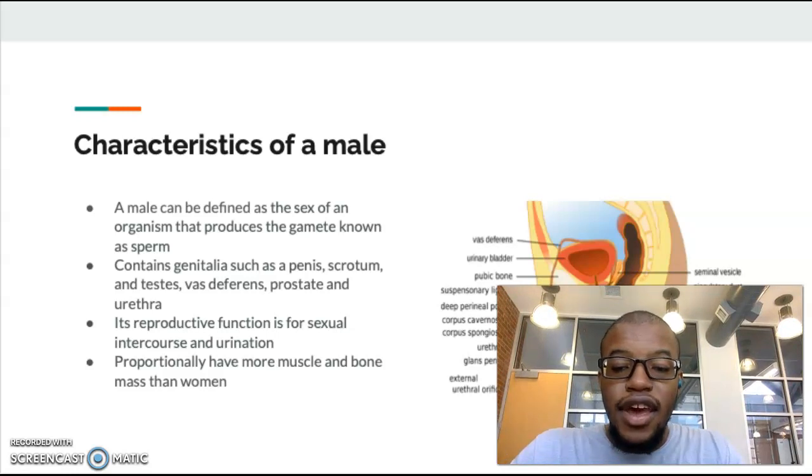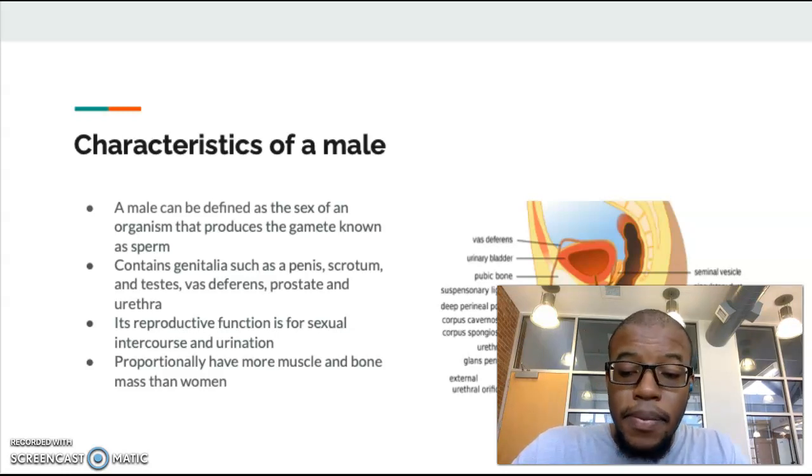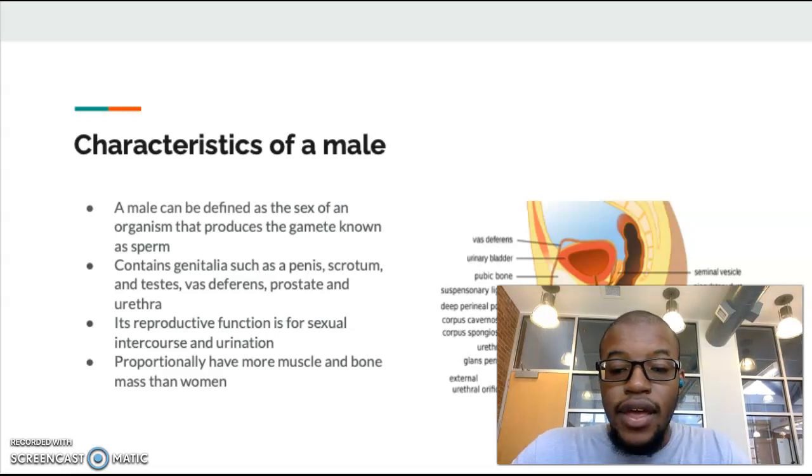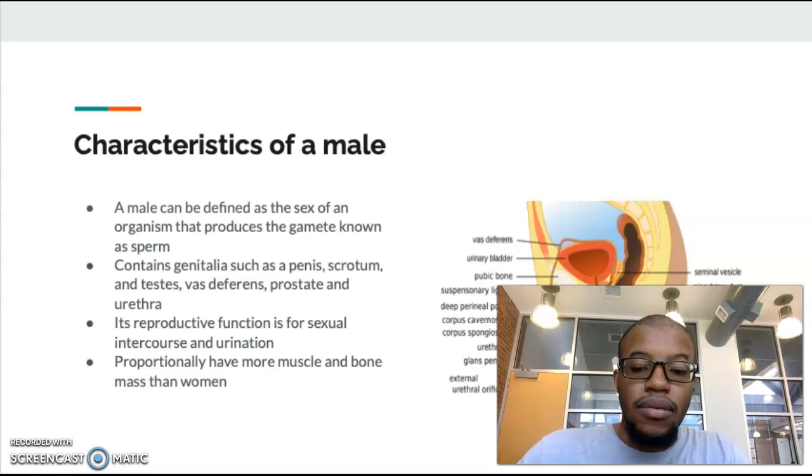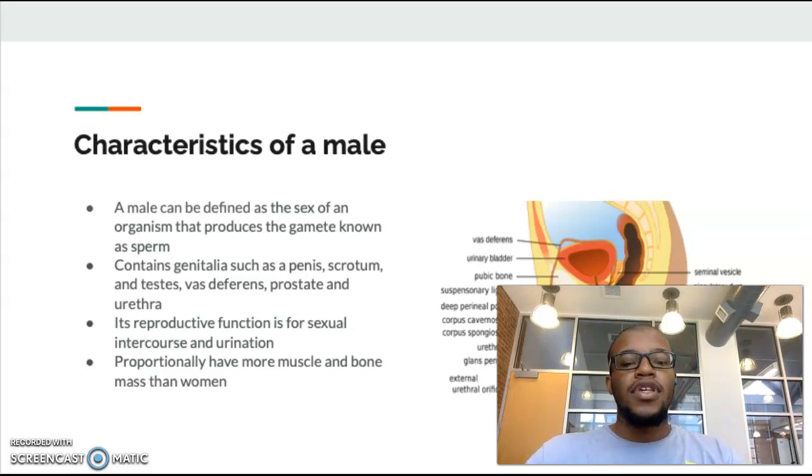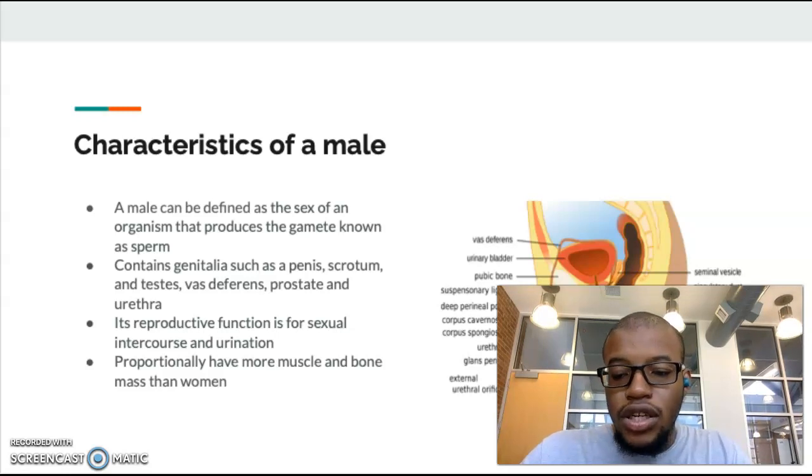We will talk about the characteristics of the male. A male can be defined as the sex of an organism that produces the gamete of a sperm. It contains genitalia, in the human case, such as the penis, the scrotum, testes, vas deferens, prostate gland, and urethra. Its reproductive function is for sexual intercourse and urination, which is the function of the penis.